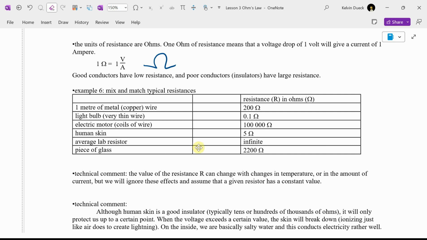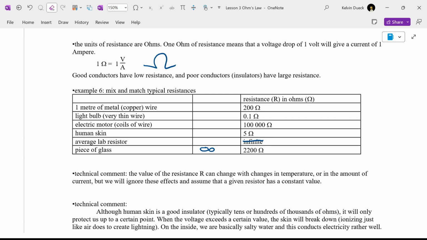Okay, so a piece of glass has a nearly infinite resistance. I'll put the symbol for infinity, an 8 on its side, and I'll cross that out. Let's go in the opposite direction. Of the remaining 5 items, which of these do you think has the smallest resistance? Your hint is this is what we use to make all of our circuits.